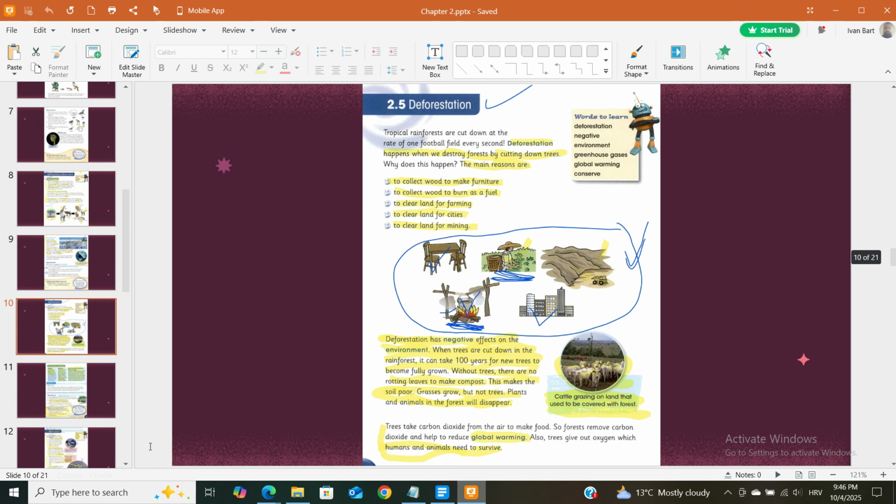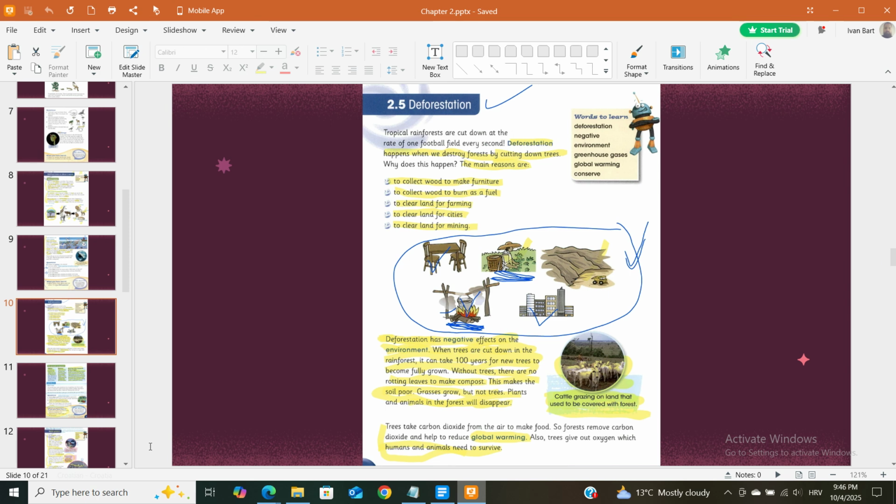2.5 Deforestation. Tropical rainforests are cut down at the rate of 1 football field every second. Deforestation happens when we destroy forests by cutting down trees. Why does this happen? The main reasons are to collect wood to make furniture, to collect wood to burn as a fuel, to clear land for farming, to clear land for cities, to clear land for mining.